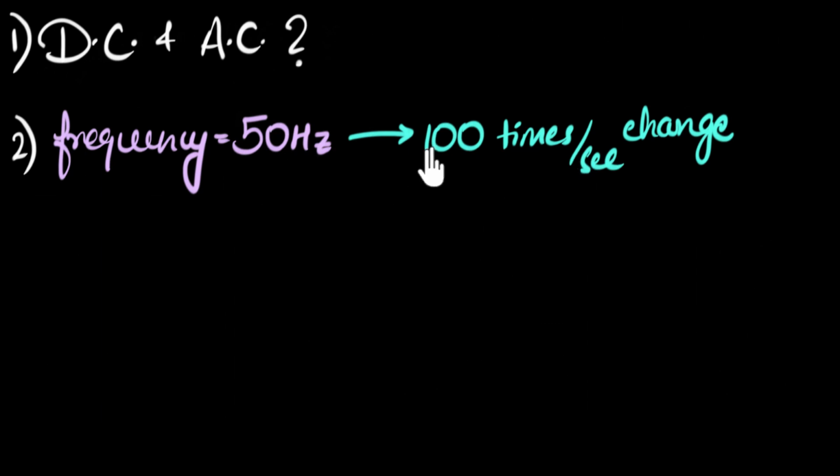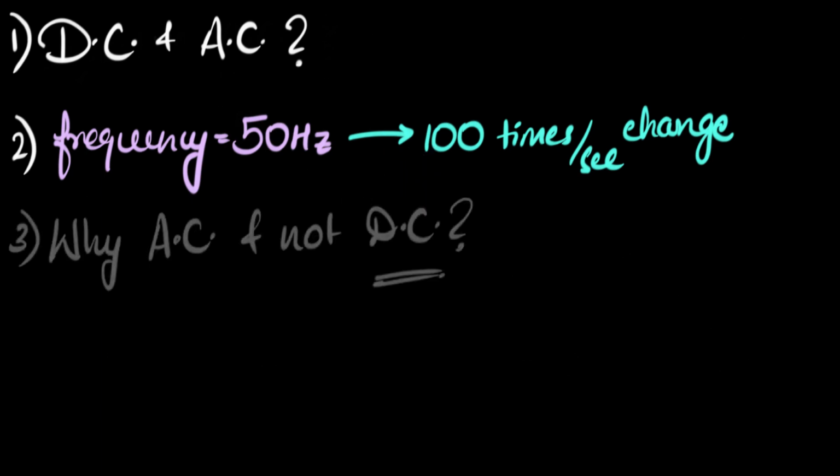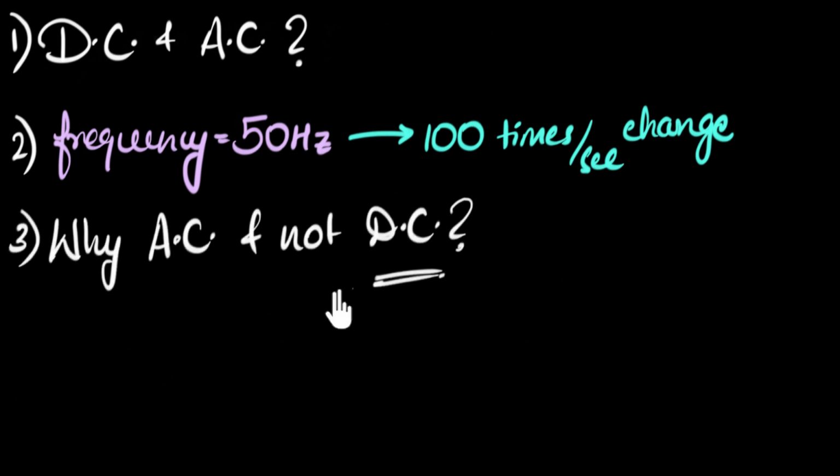Okay, try to explain this, say, to your friend or to someone in your family. It's a super important concept over here. Finally, can you now explain why we go for AC when it comes to power transmission to all our houses and not DC?